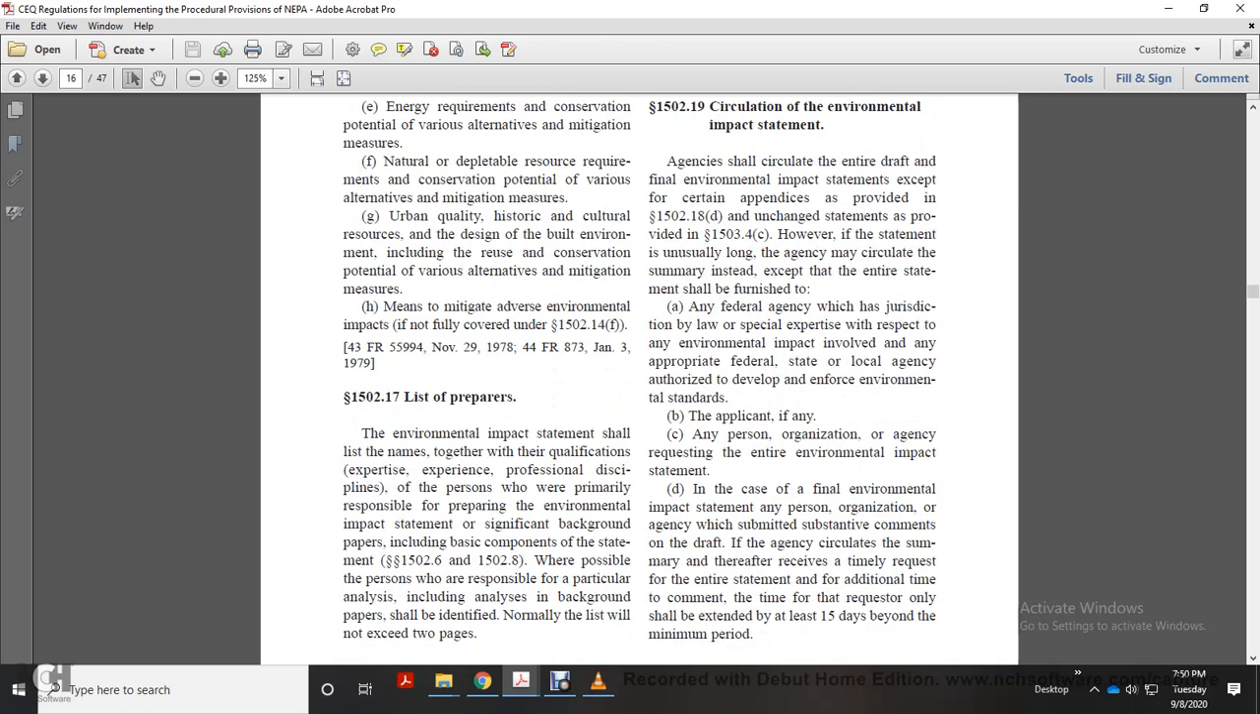In the case of the final environmental impact statement, it shall be furnished to any person, organization, or agency that has submitted substantive comments on the draft. If the agency circulates the summary but thereafter receives a timely request for the entire statement and for additional time to comment, the time for that requester only shall be extended by at least 15 days beyond the minimum period.